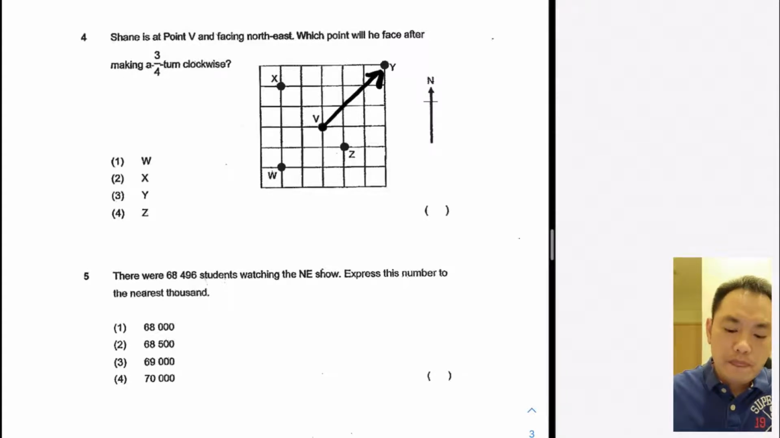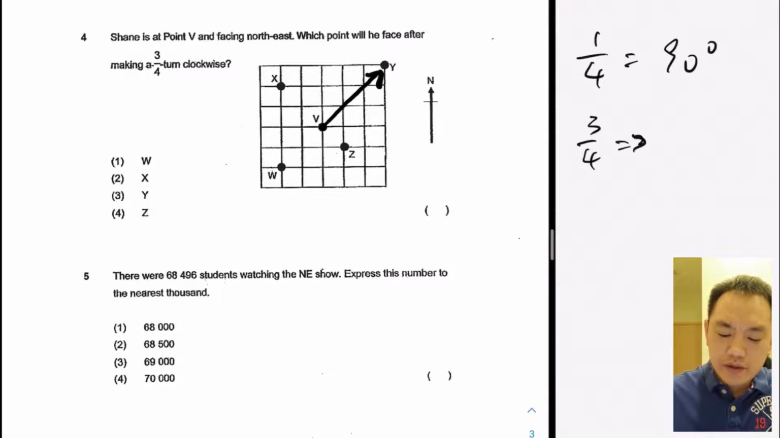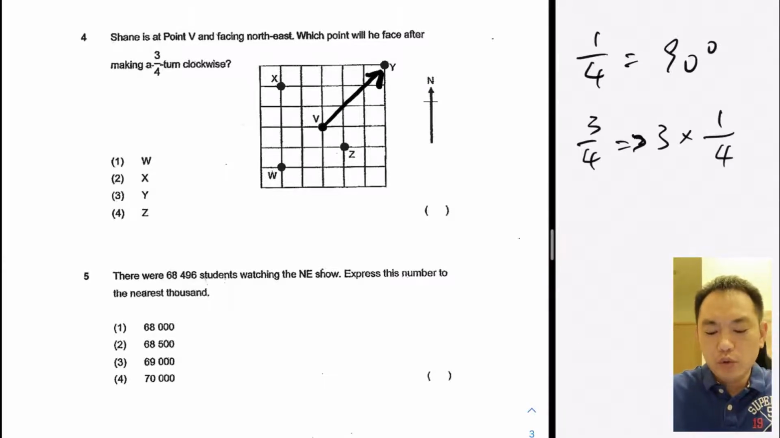Okay, so 1 over 4 turn equals 90 degrees. So 3 out of 4 means there are 3 times a quarter. So it's 3 over 4, or you can read it as 3 quarters, which means you need to turn 3 times 90 degrees. Okay, and then it's talking about turning clockwise.